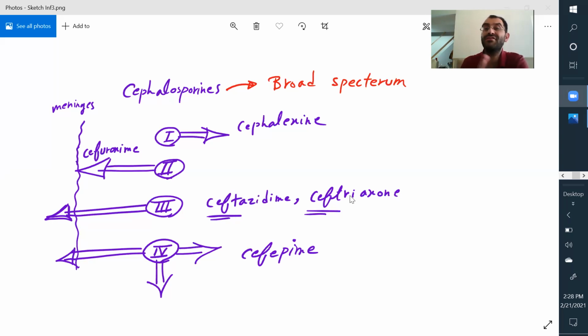So from first to third generation, I am losing a bit of my gram positive coverage, not fully, but a little bit, and I'm increasing its coverage on gram negatives. Also, first generation is not good. Have you ever seen any doctor prescribing cephalexin for meningitis? I have seen, but the patient ended up dead.